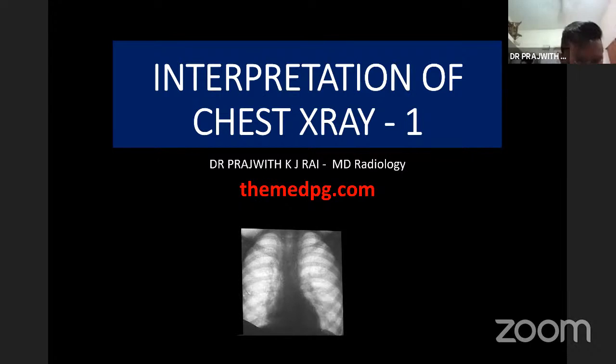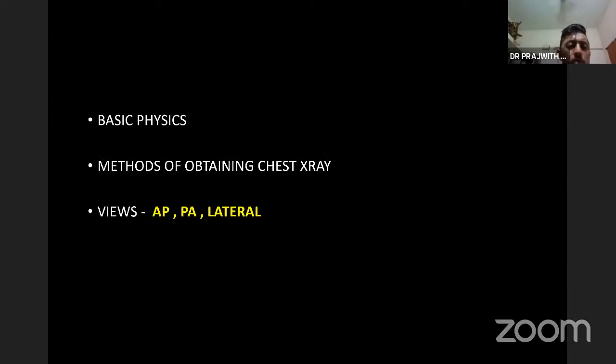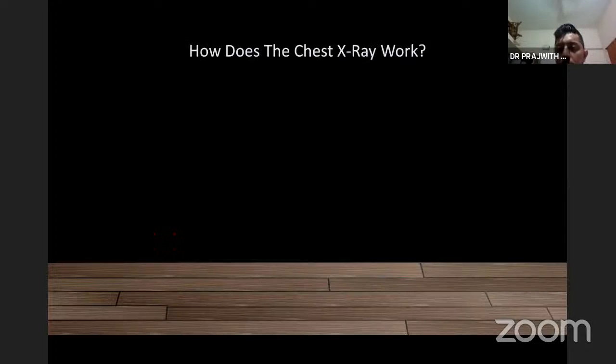X-ray. Okay, interpretation of the chest X-ray. The part one is what we are doing here. So what we have to understand is the basic physics, which we have already dealt with. Then the methods of obtaining chest X-ray. We have different views. What is an AP view? What is a PA view? And when do I say it? A lateral view.